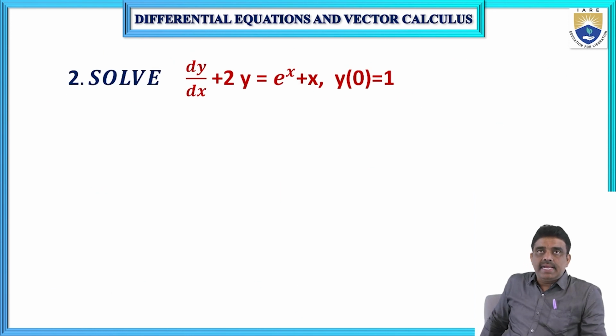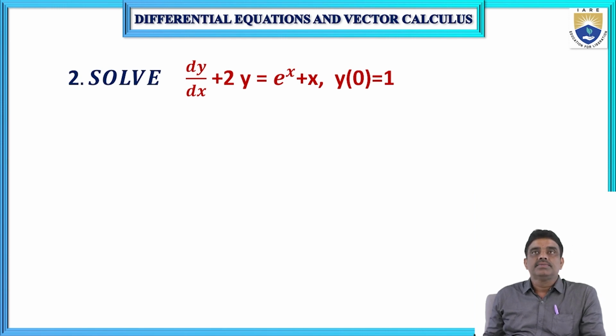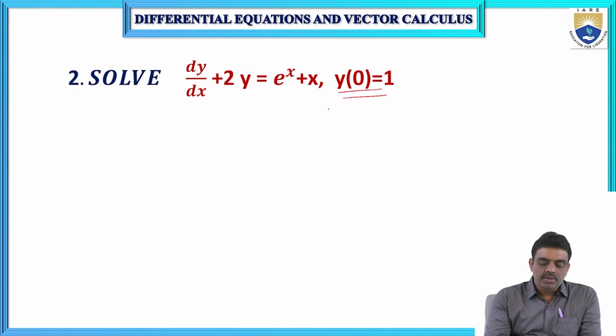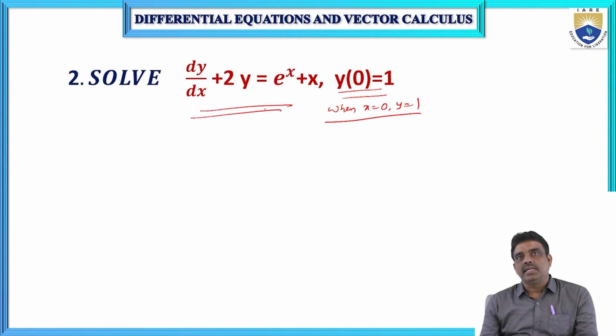Solve dy/dx + 2y = e^x + x, where the given condition is y(0) = 1. What is y(0) = 1 means? When x is 0, y is equal to 1. That is the condition given. So this is a differential equation of first order in linear form.